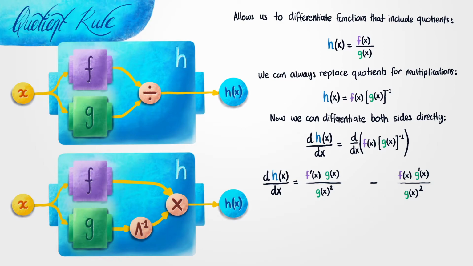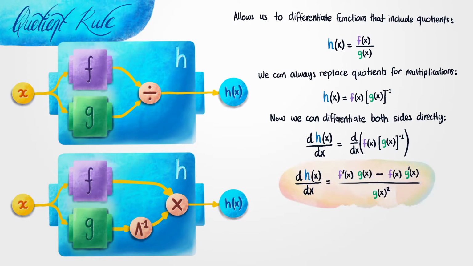Now, as you can see, this squared can just cross out with this g(x) and we'd be back to where we started. But of course, now that both of them actually have a denominator of g(x) squared, we can combine them into a single fraction. And now this equation over here is actually what we call the quotient rule.